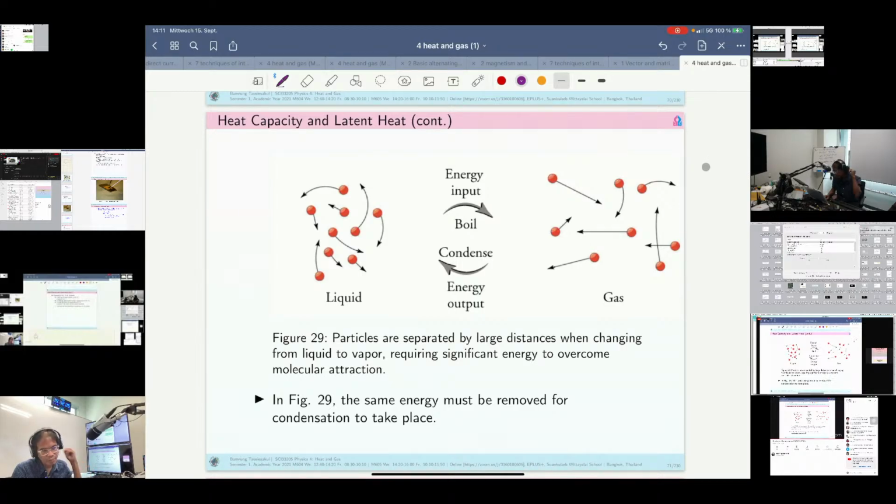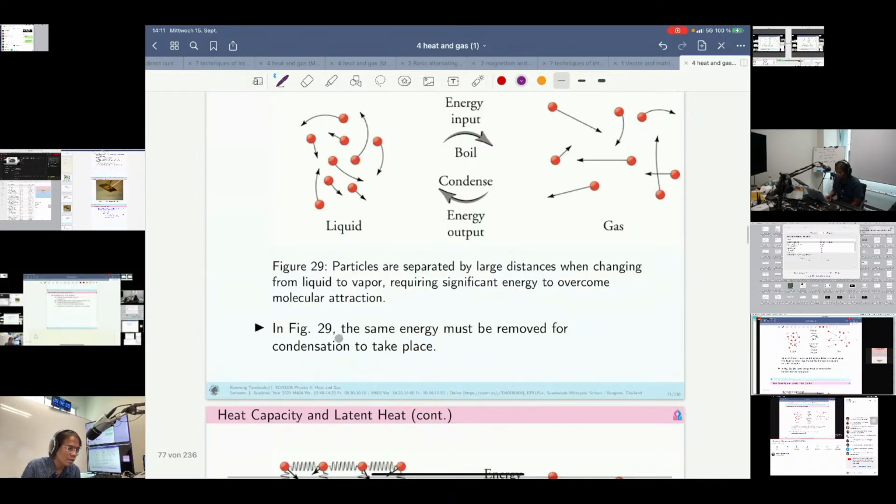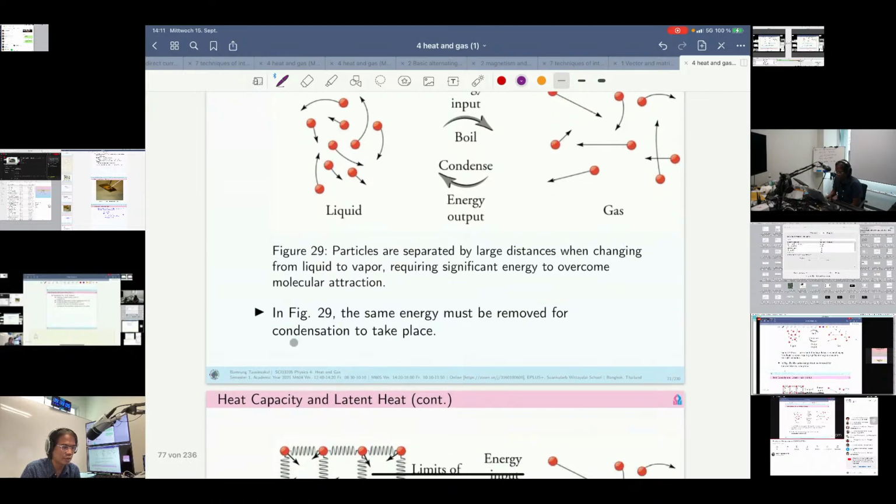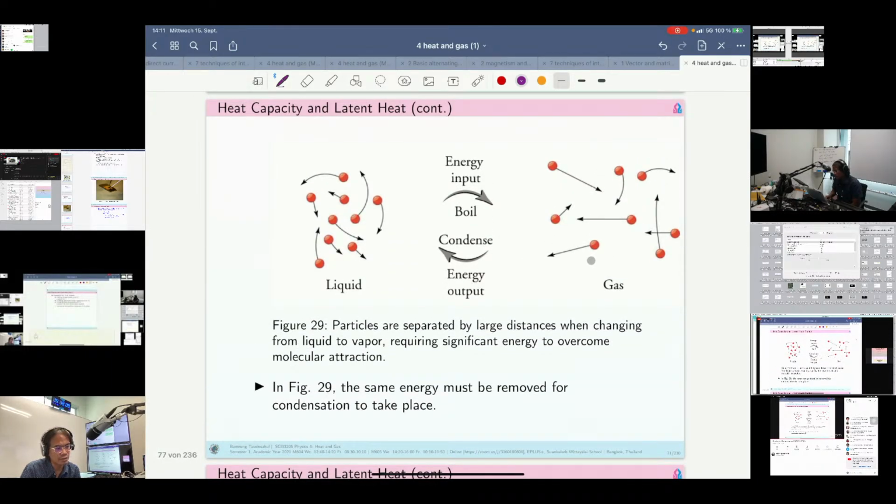It's like before you get rain, before it rains, we get heat from the sky, because the gas tries to take out the heat from its own system, and that's why we humans on earth get the heat from that process. That process is called the condensing process. The gas becomes liquid form, and we get the rain and so on. The same energy must be removed for condensation to take place, as we transfer from liquid to gas or gas to liquid.